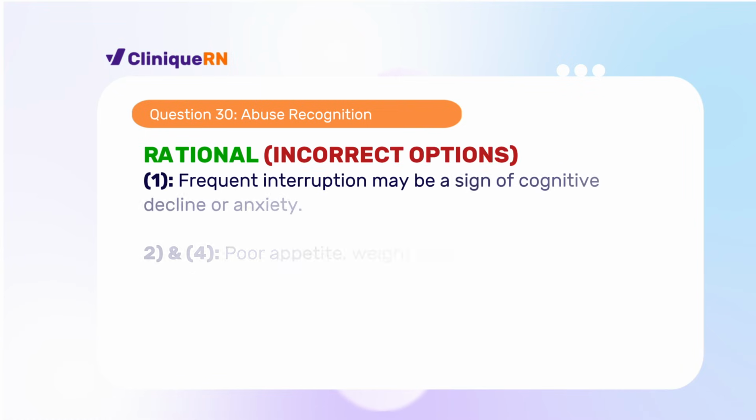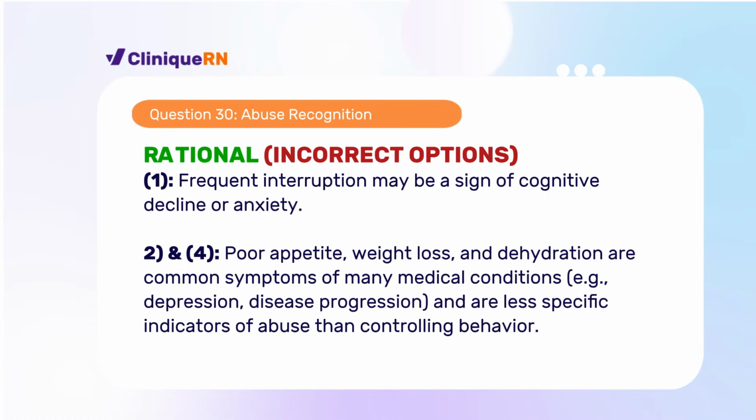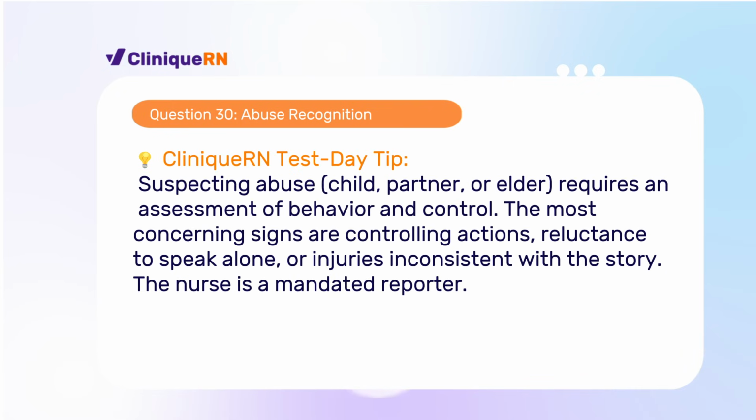Incorrect options. 1. Frequent interruption may be a sign of cognitive decline or anxiety. 2 and 4. Poor appetite, weight loss, and dehydration are common symptoms of many medical conditions, for example, depression, disease progression, and are less specific indicators of abuse than controlling behavior. Clinique RN Test Day Tip. Suspecting abuse, child, partner, or elder, requires an assessment of behavior and control. The most concerning signs are controlling actions, reluctance to speak alone, or injuries inconsistent with the story. The nurse is a mandated reporter.